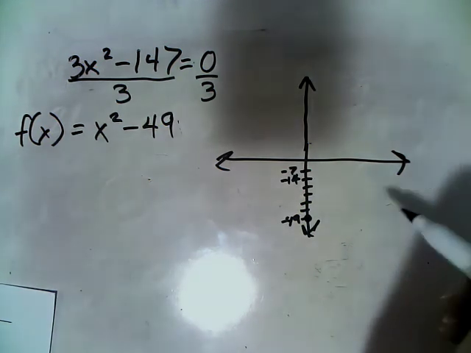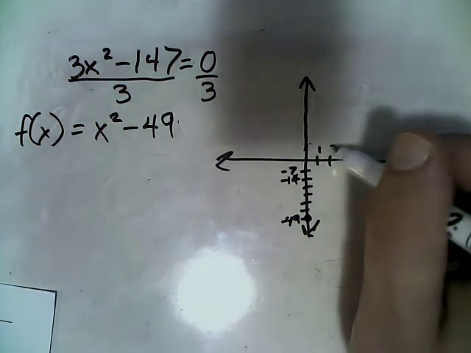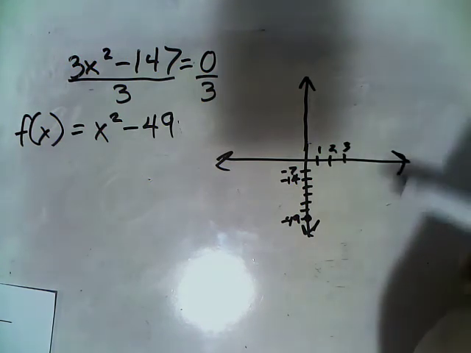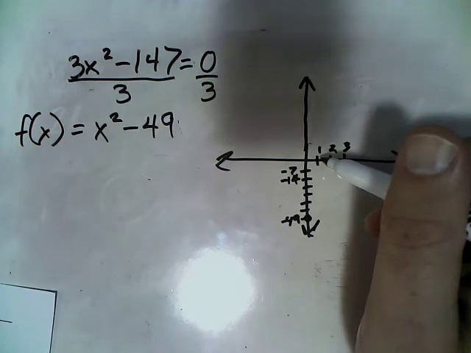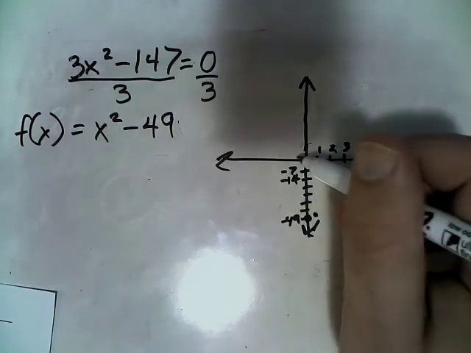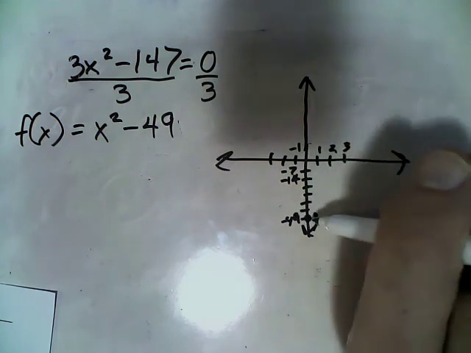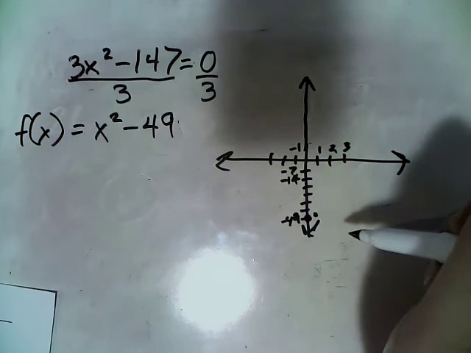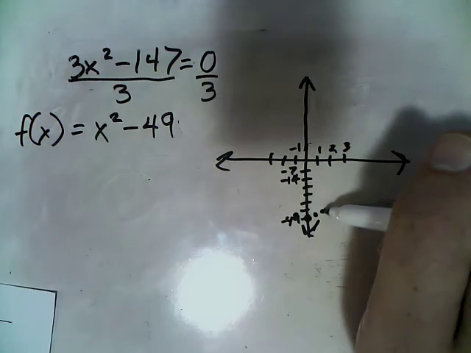Now, I need to plug in some other points and find some values here. So maybe I plug in 1, 2, maybe 3. So if I plug in 1 squared is 1, minus 49 would be a negative 48. And then that'll be symmetric on the other side. So my negative 1 is going to be about right there. So it kind of blends with my 49 a little bit. 2 squared would be 4, minus 49 would be a negative 45. So that'd be kind of there.